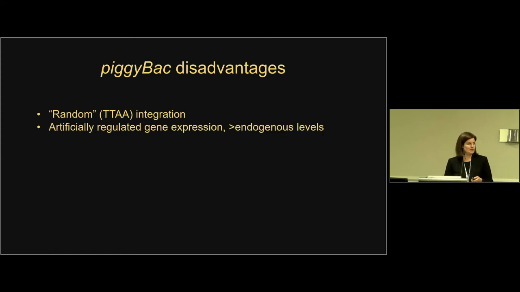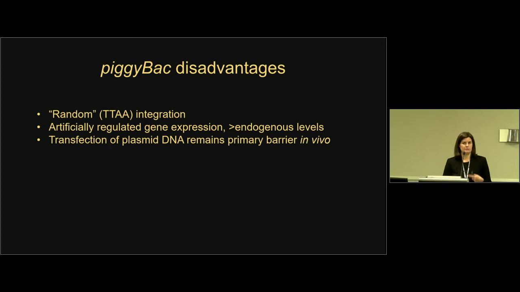Okay, so let's talk about a summary of piggyBac. Some of the disadvantages: you have random TTAA integration. It's artificially regulated gene expression, so cells that are transfected are probably going to have super-endogenous levels of the transgene, and depending on what it is, that could be good or bad. Transfection of plasmid DNA is the primary barrier to getting this into the clinic more. We still have a lot to do to transfect various kinds of organs with plasmids. And you get 5 to 30 transposons per cell. That seems like a lot.